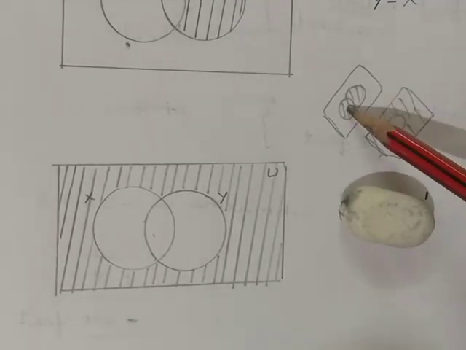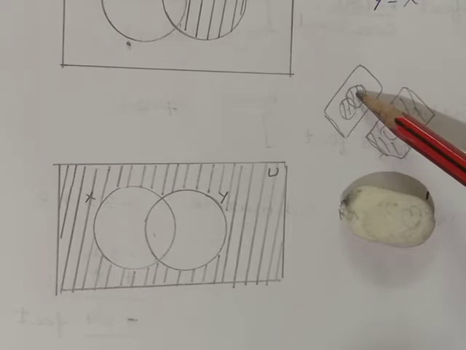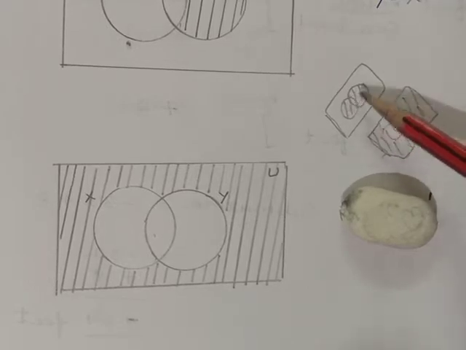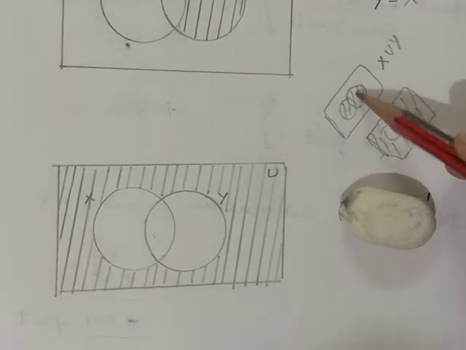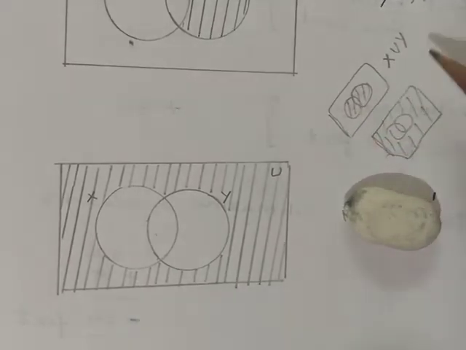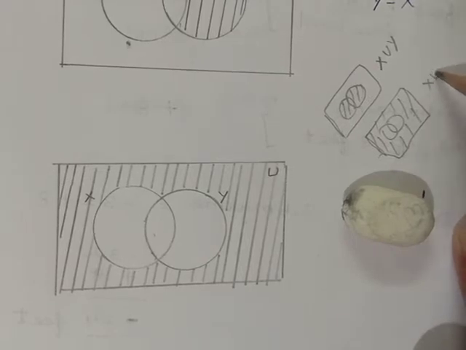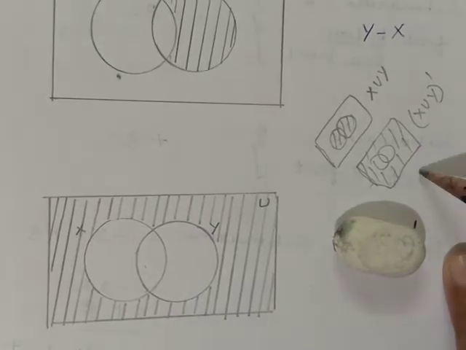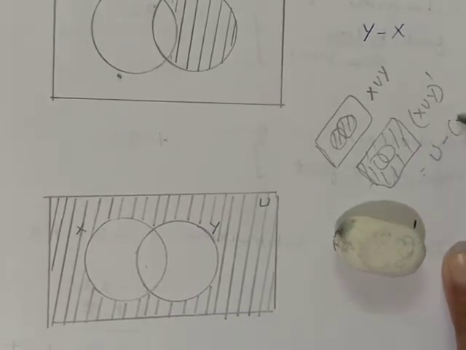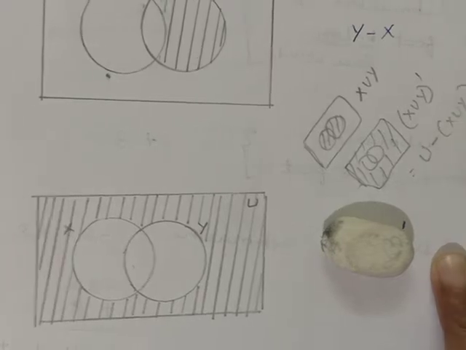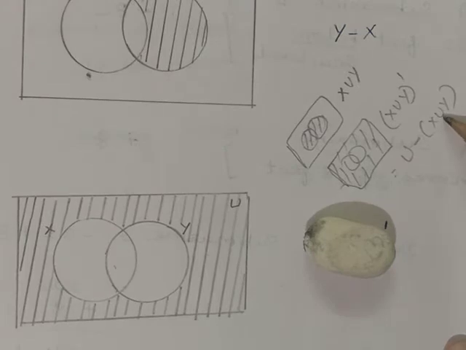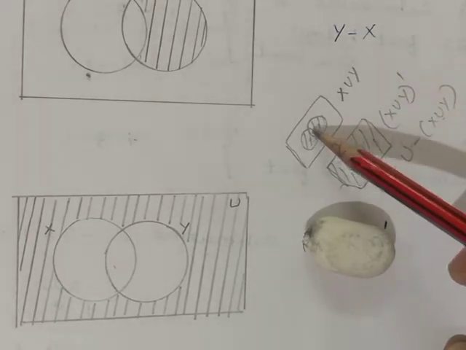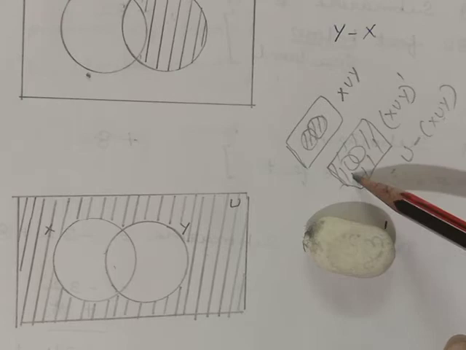So what is the meaning of this one? They want x and y. So the meaning of this one is x union y. Now they have omitted this portion and they covered outside. So what is the meaning? The meaning is x union y whole dash. So what is meant by x union y whole dash? Universal minus x union y. Universal minus x union y means we want the universe, we don't want x union y. So we are omitting this portion, we are covering the remaining portion.